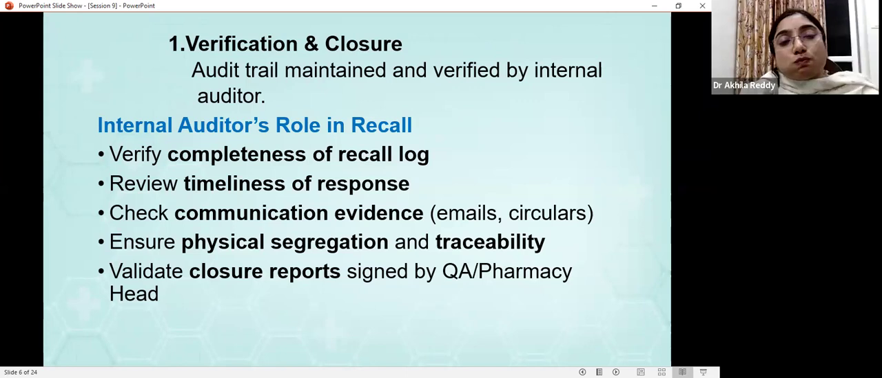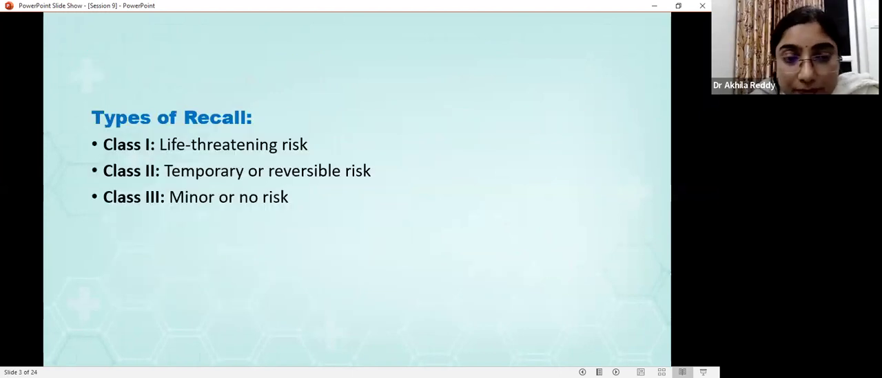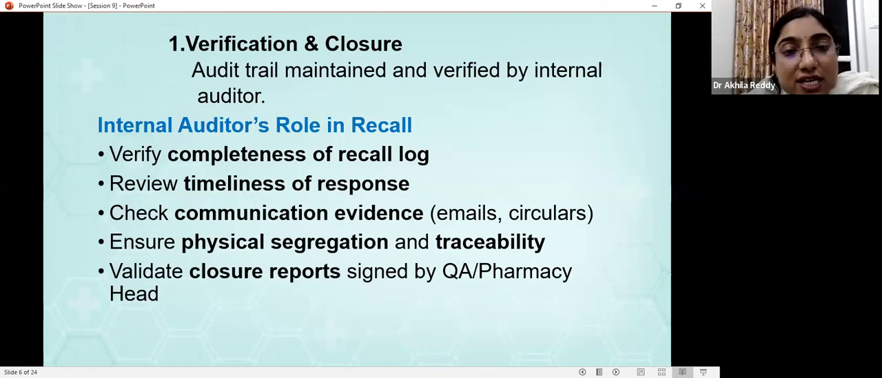See, now till now we have documented, right? Till now we have documented how to maintain all these things step by step. Why is an auditor needed in verification and closure? Anyone? Even if you are wrong, it's okay. You can speak. Why is an auditor required in drug recall?